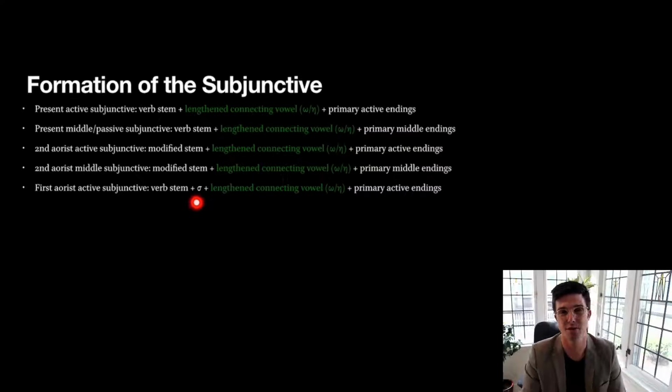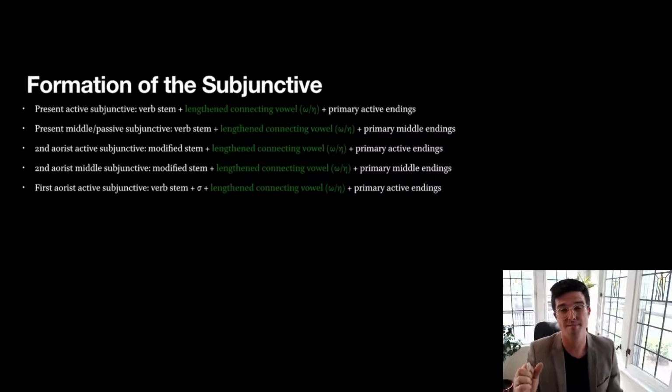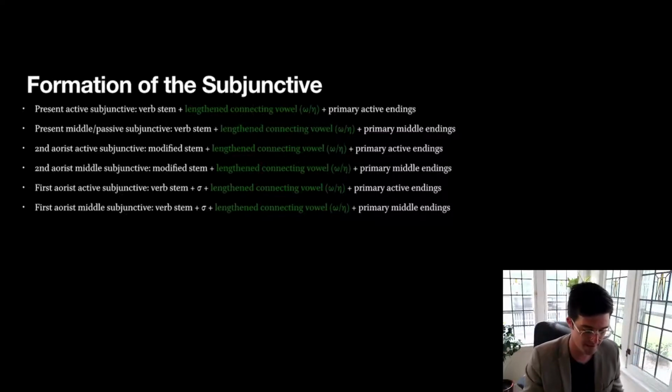There's going to be similar looking forms, and the only way you know whether it's a future indicative or a first aorist active subjunctive is by the context of the sentence, but also because we are often translating the subjunctive in a future way. Sometimes it's not going to matter all that much. The difference between the first aorist subjunctive with the sigma and the way that we would translate a future indicative is in some cases not going to be that different from one another.